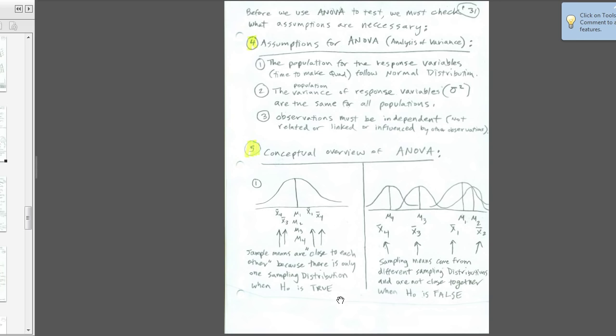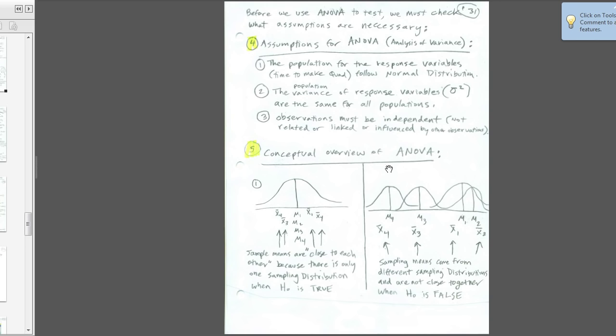And you can sort of see a picture down here. Here's the conceptual overview of ANOVA. If, in fact, the means are all the same, which means the mean time for making the quad boomerangs for all 4 methods, then it would come from one sampling distribution. And we went out and got our samples. It would just be some close-in sampling error. If, in fact, the means are different, it might look something like this. Each one of the population means would come from a different sampling distribution. Our third assumption for ANOVA, observations must be independent. That means not related or linked or influenced by other observations.